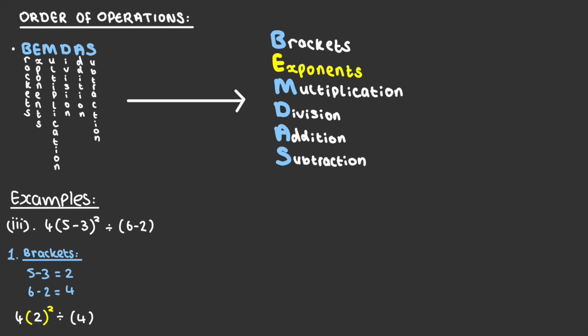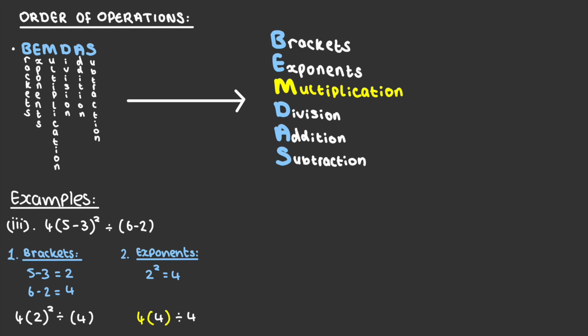The next operation on our list is calculating the exponent. An exponent is a power that a number is raised to. So in this example, 2 is raised to the second power. This means we multiply 2 by itself, or in other words, we take the square of 2. More information on exponents will be found in a future video on a chapter named Indices. Taking the square of 2, we get 4. This is because 2 multiplied by 2 is equal to 4. Now we can replace 2 squared by 4 in our original sum.